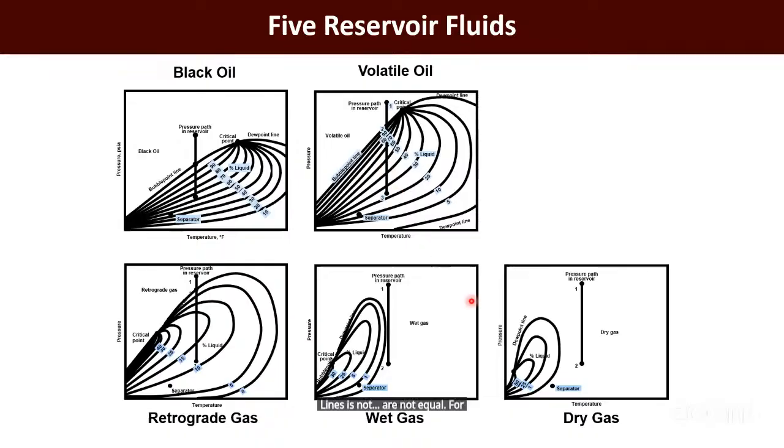For the gases, we have three different types. Let's start with the most important one, and the one that gives us the most trouble in production, which is the retrograde gas condensate. As you can see, here the critical point is, for the first time, to the left of the reservoir pressure and temperature. And in this area, we cross the dew point line. In this case, it's gas, so we have a dew point, not a bubble point.